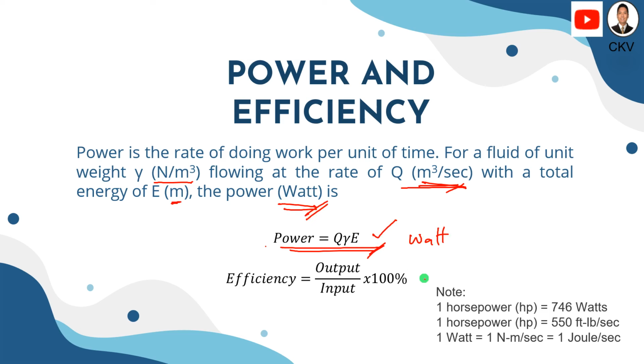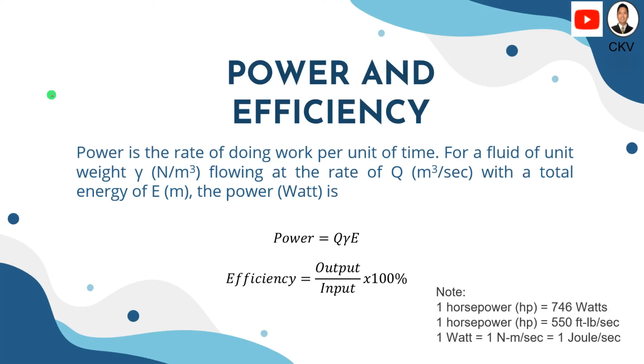So, the efficiency usually, more likely this is applicable when there are turbines or pumps installed in the pipe, so that we can determine how efficient it is. So to compute the efficiency, we have here output divided by the input multiplied by 100%. So what do we mean here by the output and input?